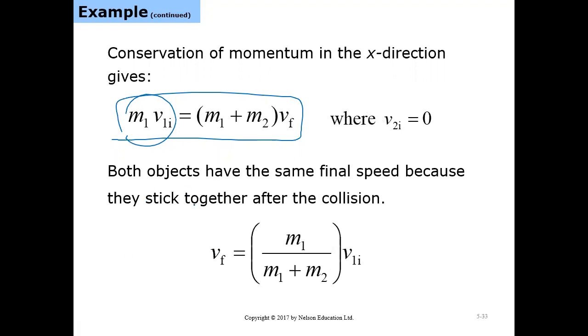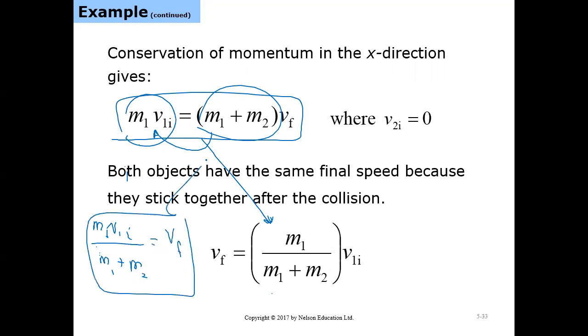Then from that, I can come to this. You want to see how? You bring it to this side. So it will be M1 V1I divided by M1 plus M2 is equal to Vf. It's very easy, right? You just bring it to this side so we get this equation.